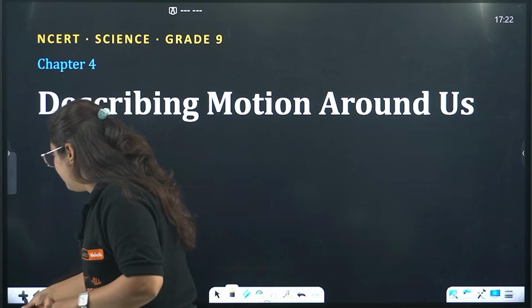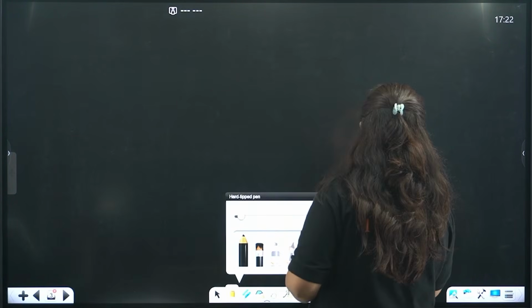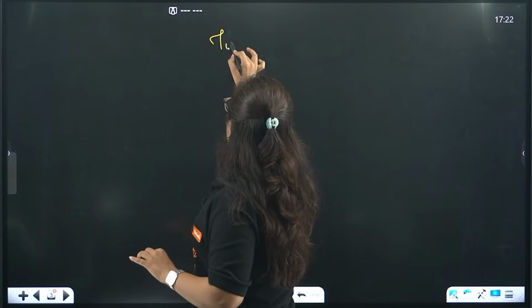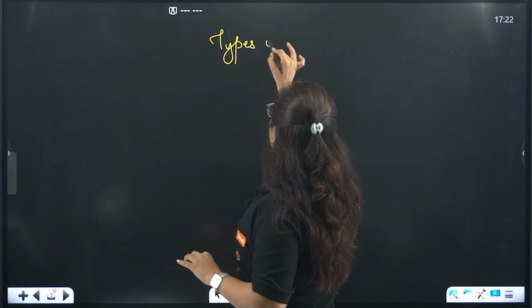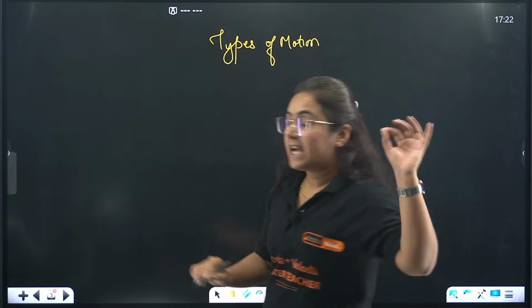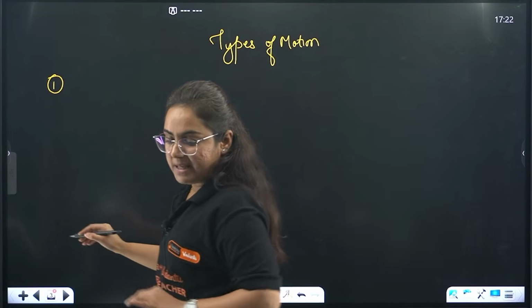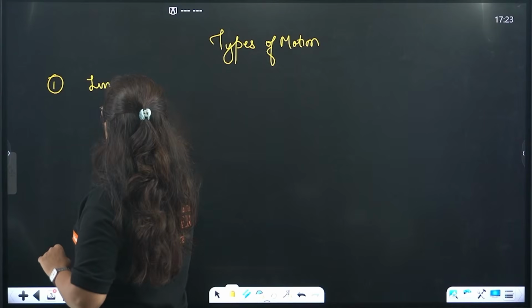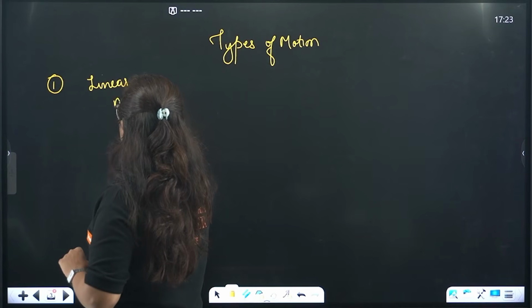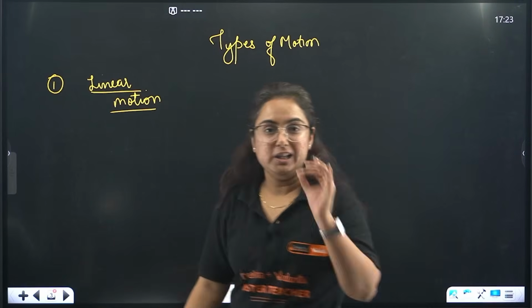Before moving to the session, let me tell you one basic thing that we are going to learn: types of motion. There are basically three types of motion. Number 1 is basically linear motion. Now, let's see an example of linear motion.